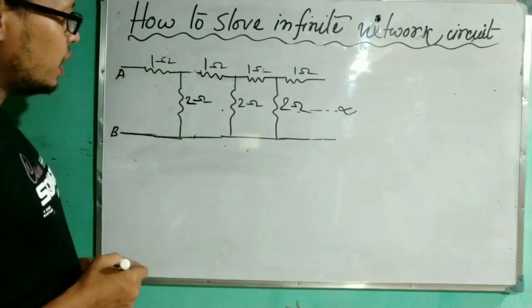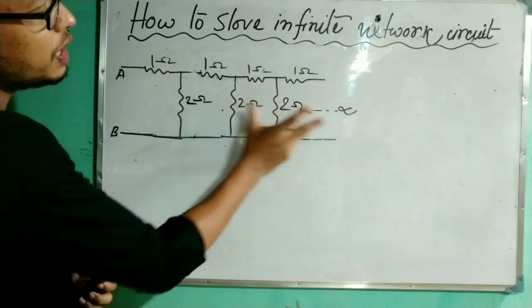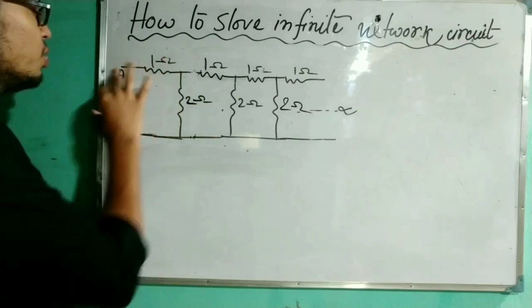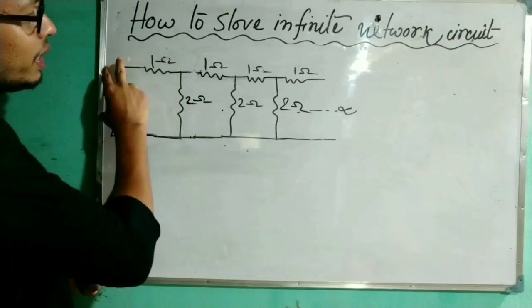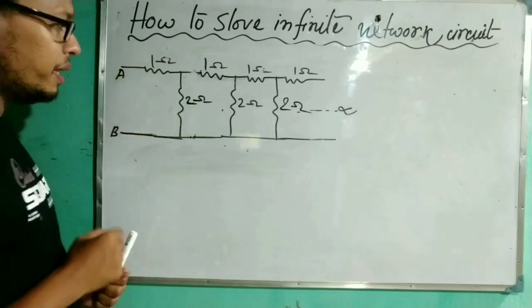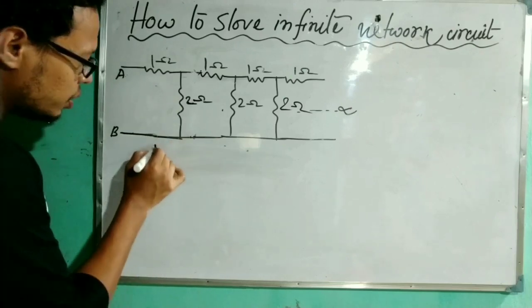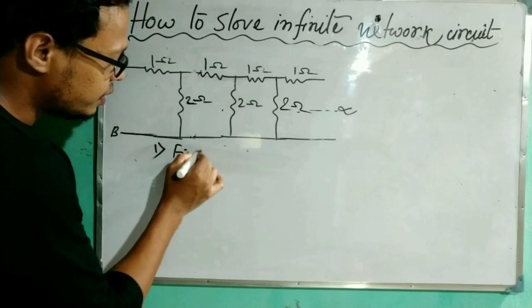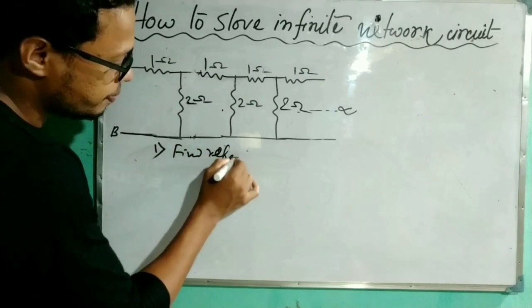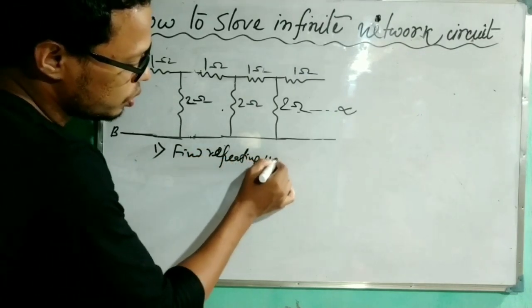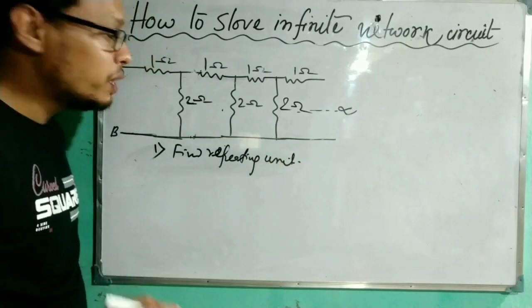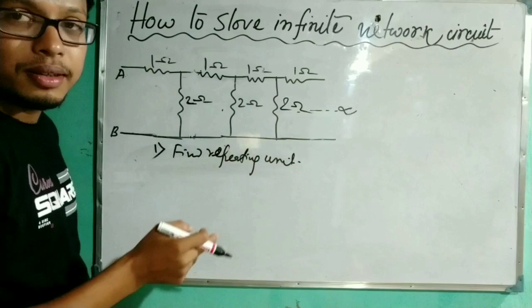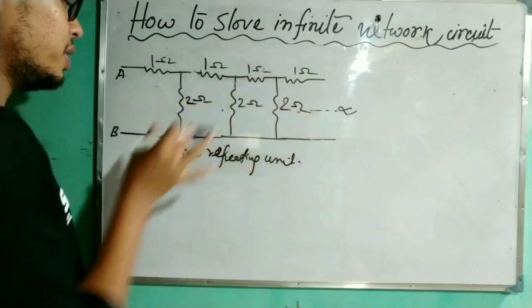Suppose I give this type of circuit which is infinitely long. How do we find the equivalent resistance between A and B? There are certain rules. The first rule is to find a repeating unit. What is the meaning of this repeating unit? See, 1 and 2, 1 and 2, they are repeating. So these are the repeating units.